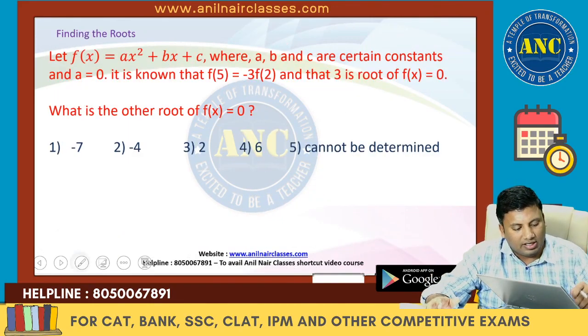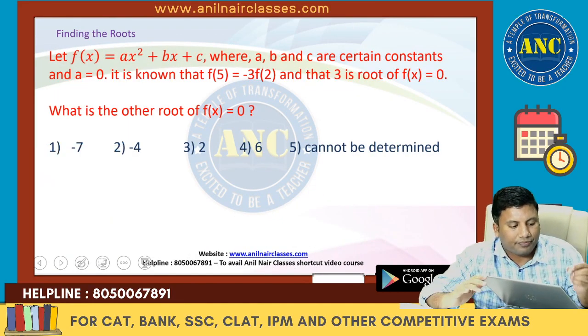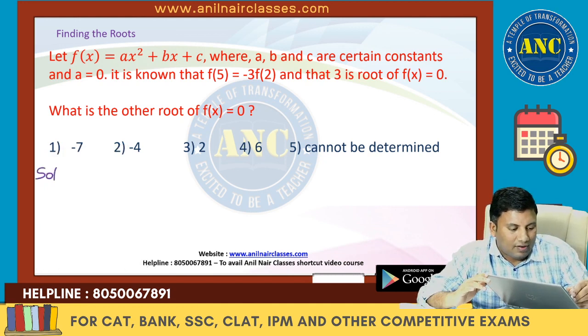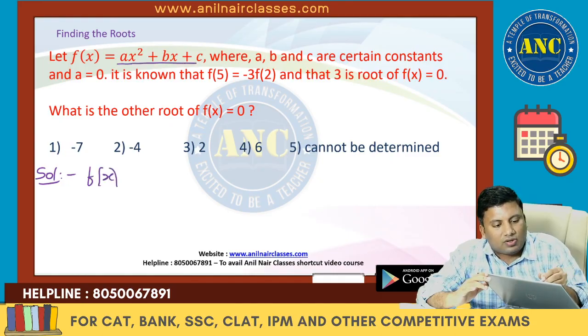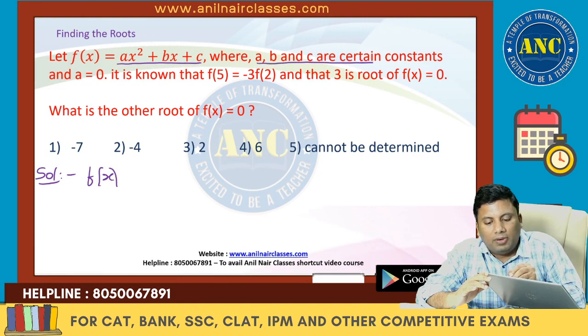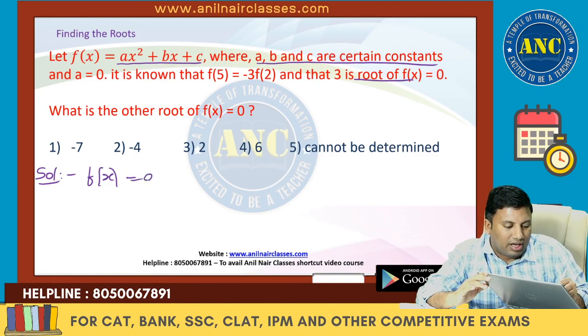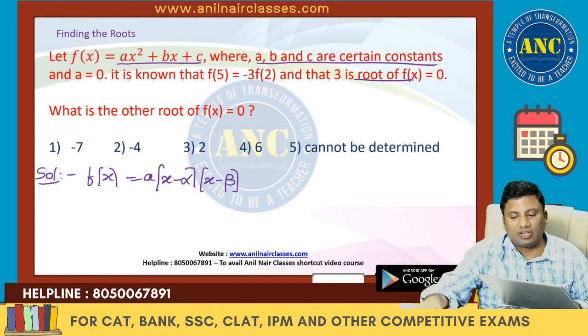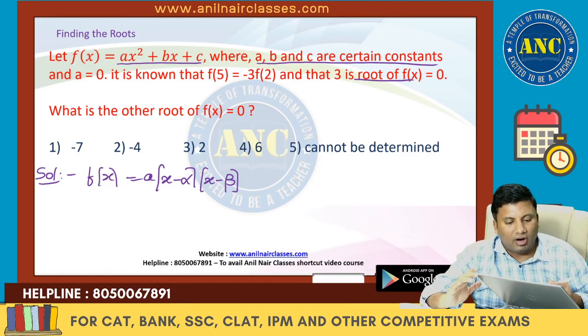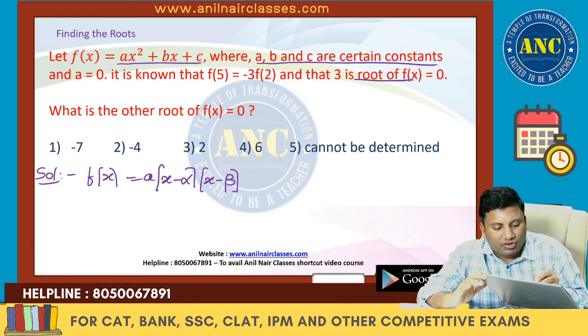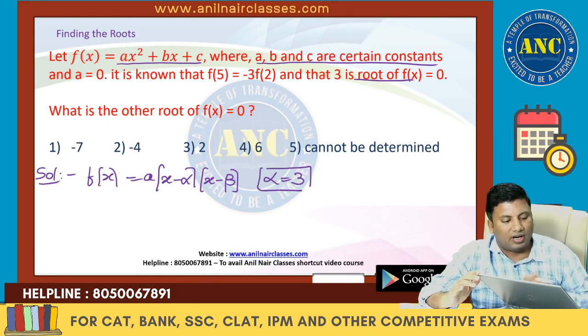Next one, it is a beautiful CAT level question, sir. First we will write down f of x is nothing but ax square plus bx plus c. A, b, c are certain constants. Some root is given. So f of x is nothing but a into x minus alpha into x minus beta. What is given in the question? 3 is a root of f of x. Alpha is given as 3. First one, it is clear.